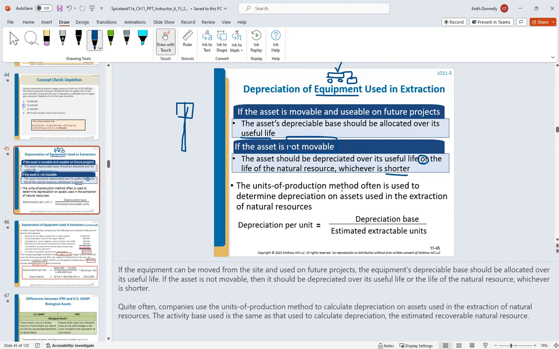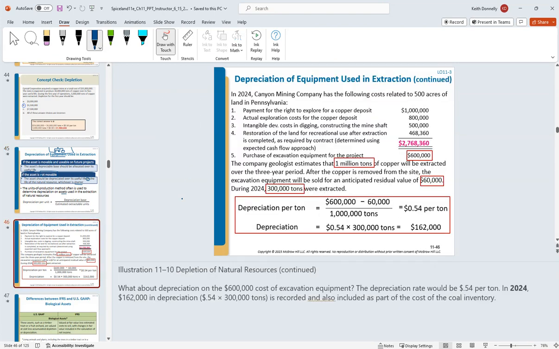Okay, so it says here the units of production method often is used to determine the depreciation on assets used in the extraction of natural resources. So in these cases, these assets that help us get the natural resources, typically we're going to use some type of activity-based depreciation.